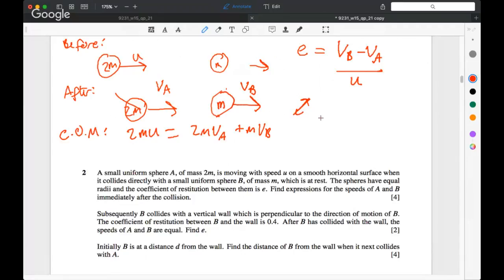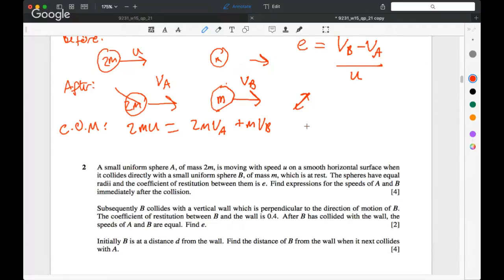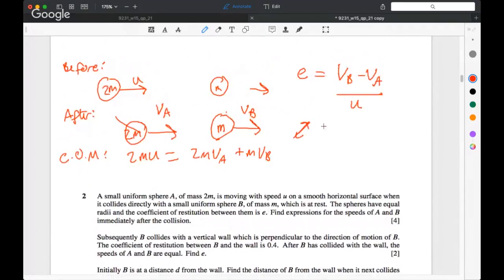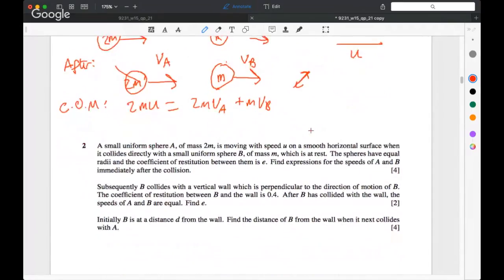I'm not going to do it. Some pretty easy maths, but that's the method. Don't use the kinetic energy before is the kinetic energy afterwards. That will give you the wrong answer.